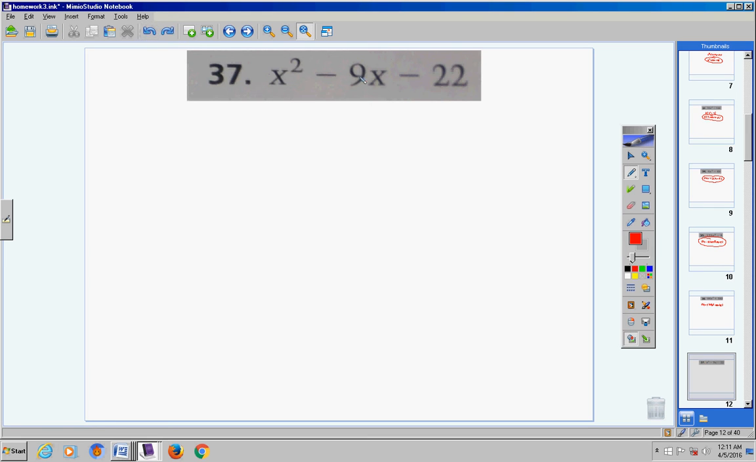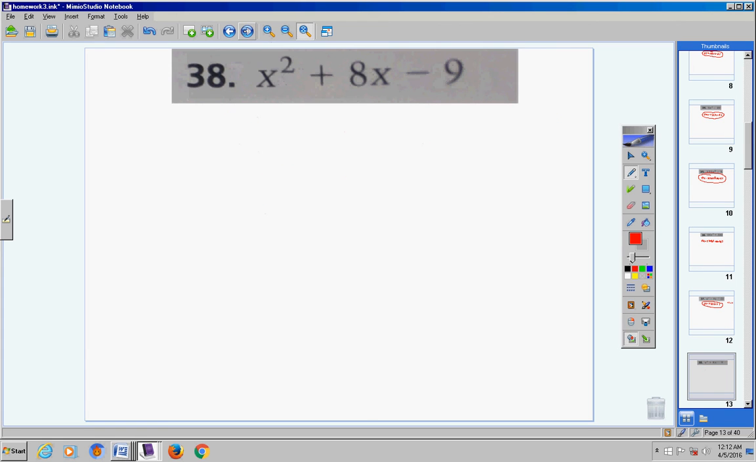So here we go. What two numbers would multiply together give me negative 22, and when combined, give me a negative 9? Well, if I multiply those two numbers, I will get a negative 22. If I combine them, I'll get a negative 9. So I'm going to write x negative 11, x positive 2. There we go. And that's it. If you look at each binomial, you will see that it cannot be factored further because I do not have perfect squares or perfect cubes.